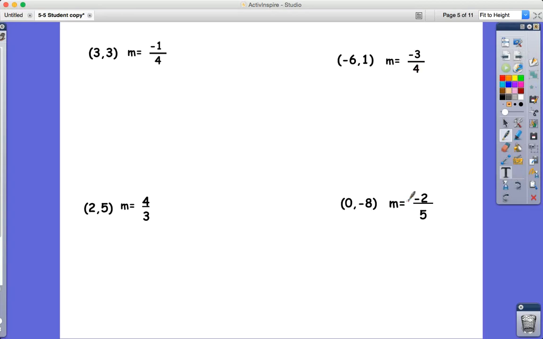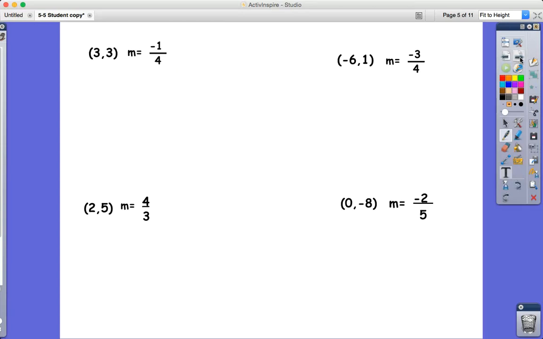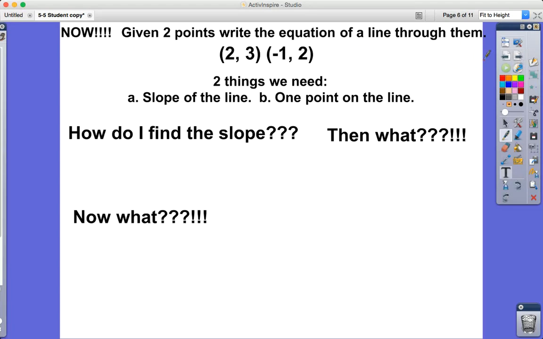Y'all see these beautiful fractions? A lot of them work out evenly. They're beautiful. They're nice. They're great. Finish all the problems up to this page here, and you are done. Stop when you see this.